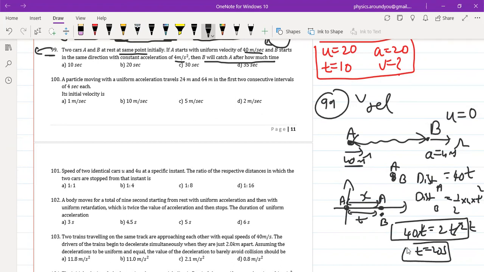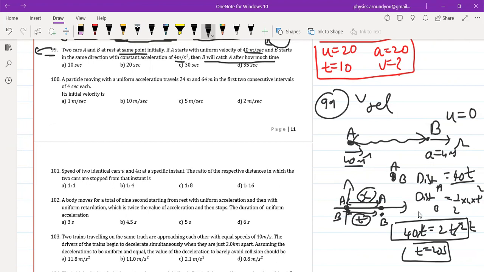What is the logic? The logic is initially both of them were at the same point. B didn't have any initial speed. A had an initial speed. They will meet each other when they are at the same position at the same time. The distance covered by A is 40t. The distance covered by B is half into 4 into t square. I equate. We get t equal to 20 seconds.